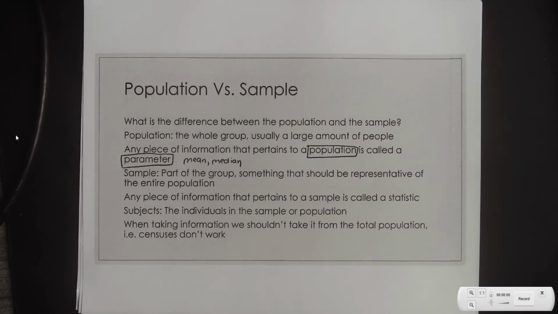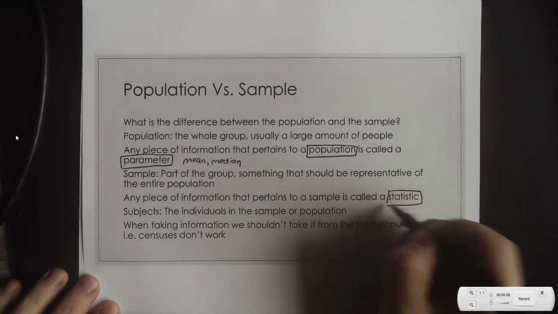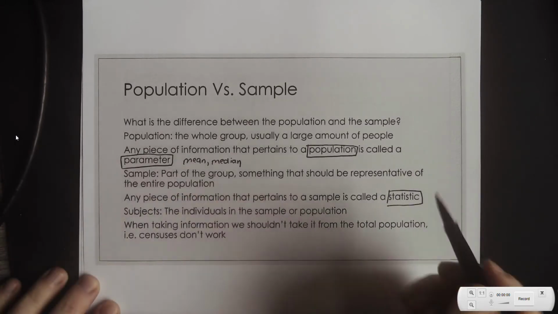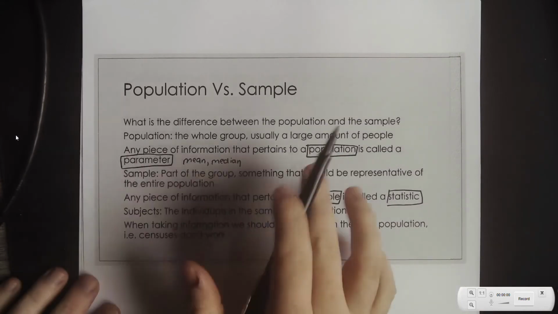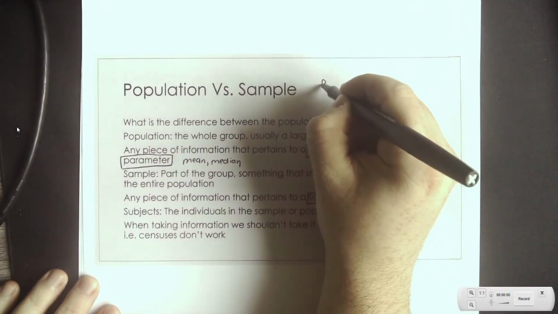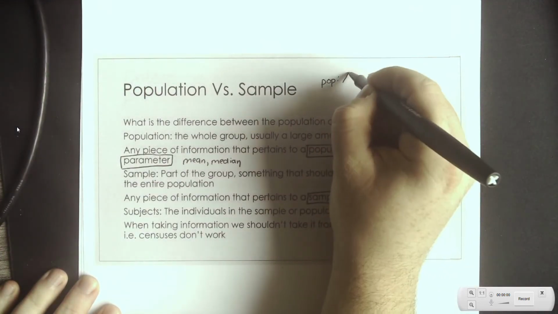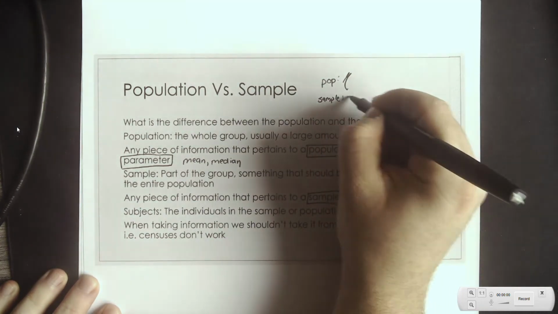is called a parameter. And then we're going to switch to what's called the sample. Sample is part of the group, something that should be representative of the entire population. And any piece of information that pertains to a sample is called a statistic. Again, S's. So statistic goes with sample. So P goes with P, S goes with S. And again, these are things like means, medians, and anything. And really, they can have different symbols too. So, like the population mean is mu, and the sample mean is x bar.